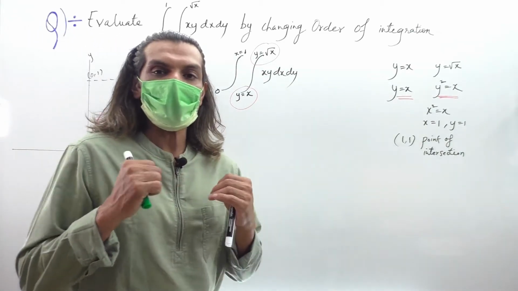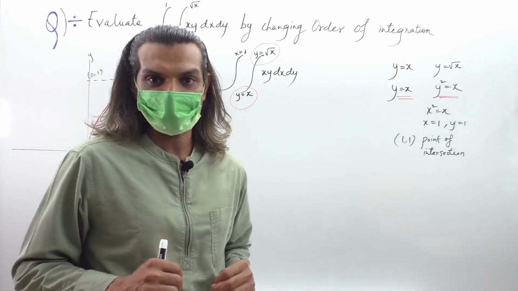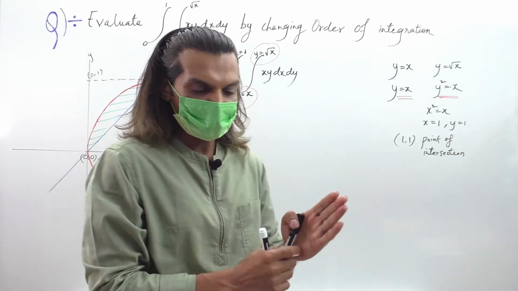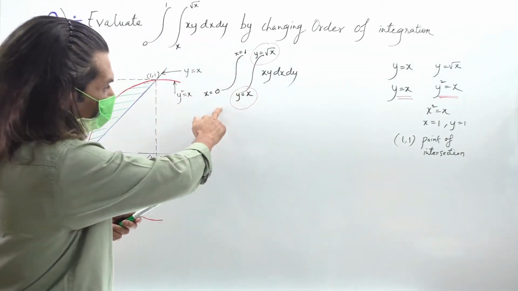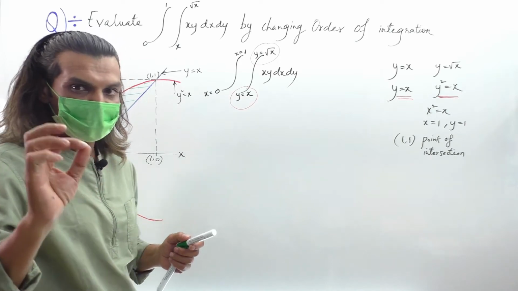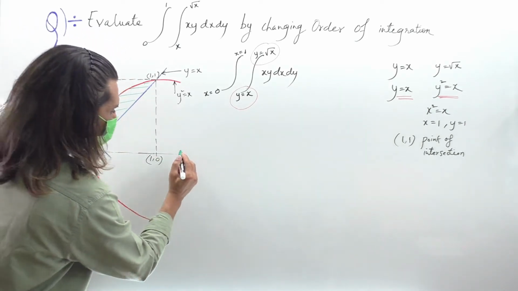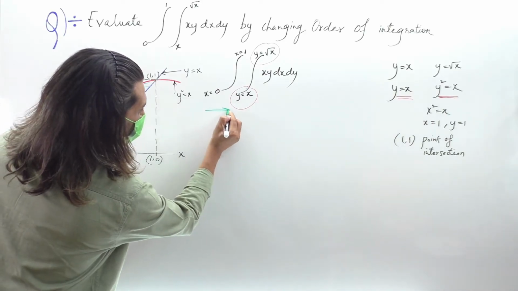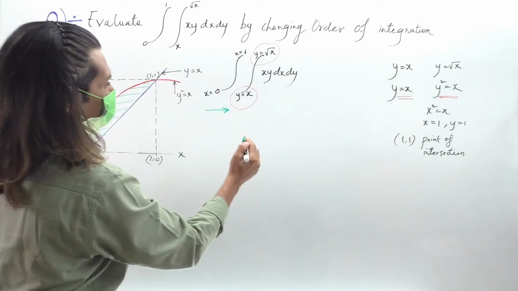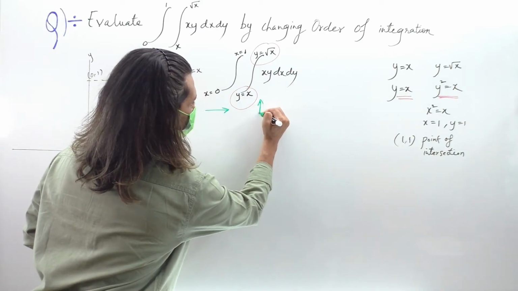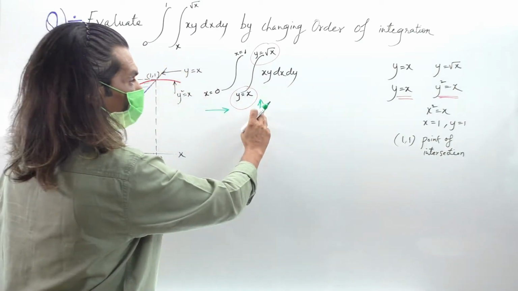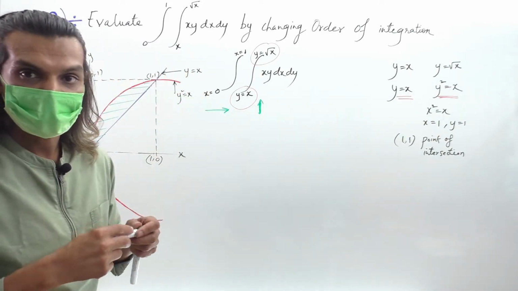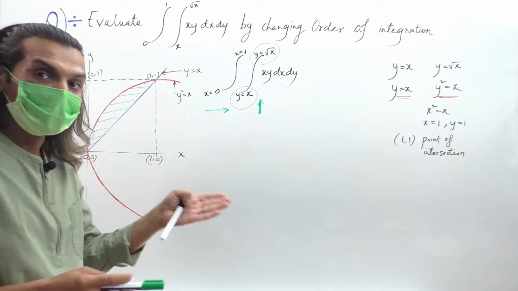Next is how to find the limits for changing the order. Change of order means very simple: x becomes y, y becomes x. In the question, there is x first. In simple language, x means along the x axis, so we walk; y means along the y axis, then we climb. We walk, then we climb. Change of order means you are doing the opposite: we need to climb, then walk.